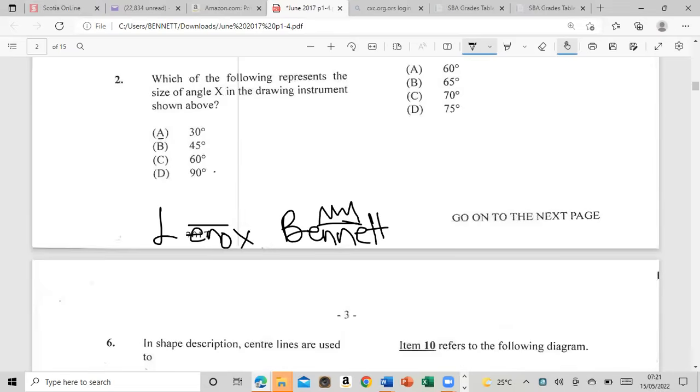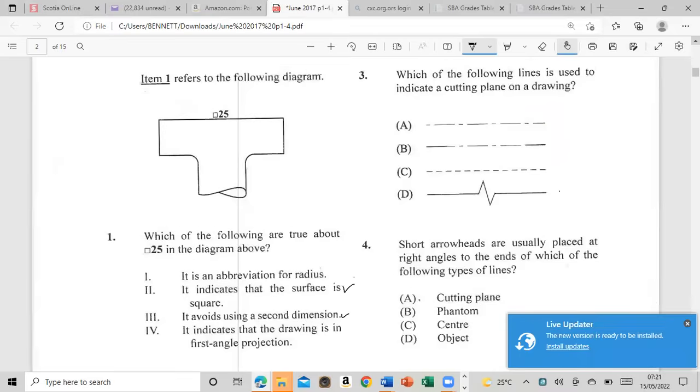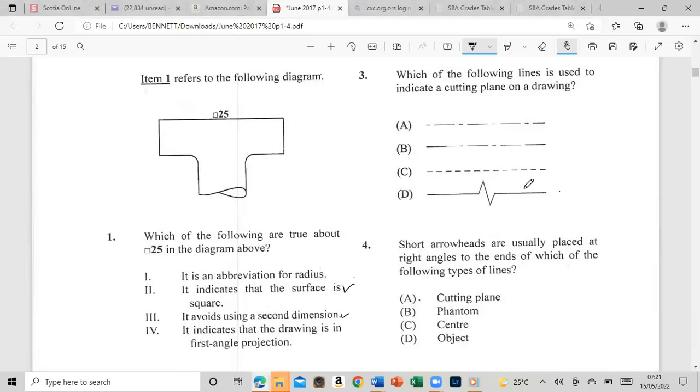Item 3. Oh, we need to go over. All right, it says, which of the following line is used to indicate a cutting plane on a drawing? And that would be A.